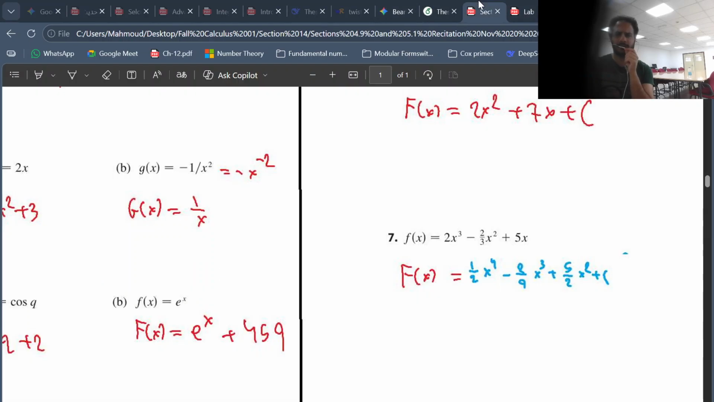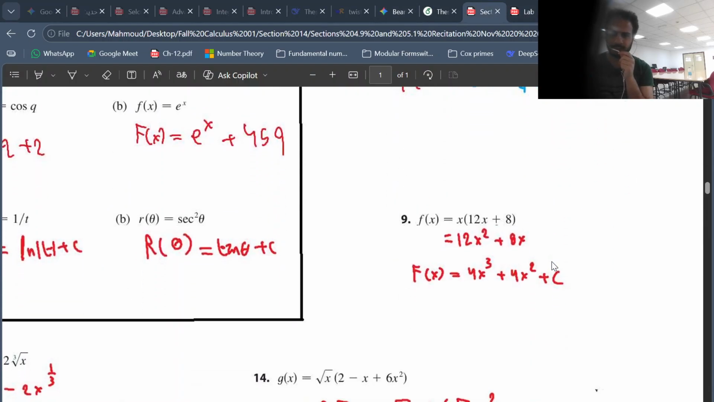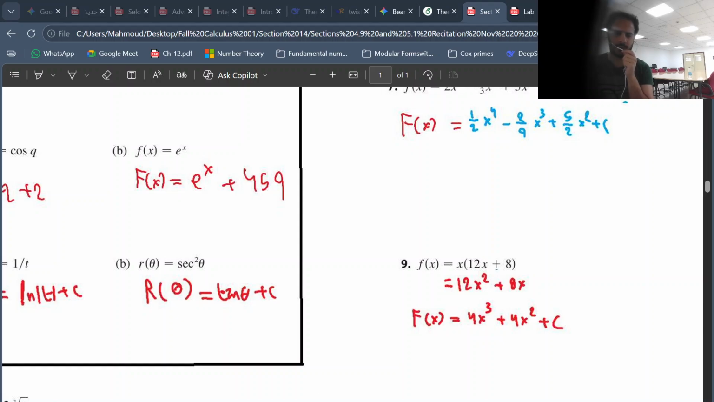Next we have, yes, this one is good. Problem 14.